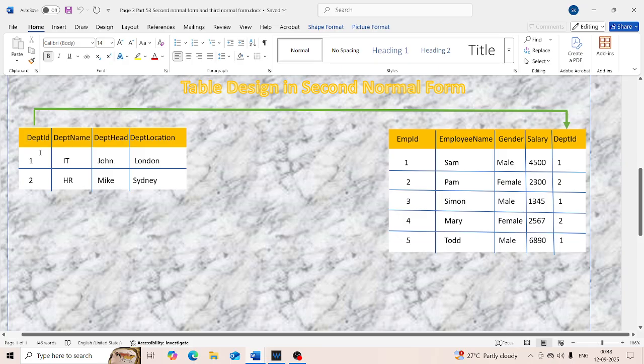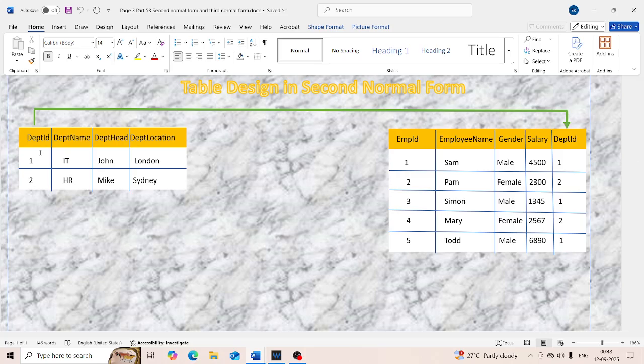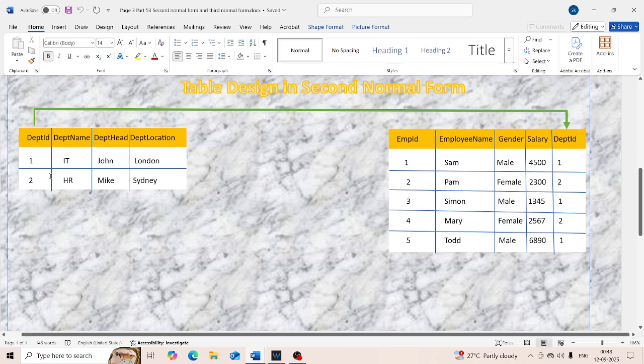Now since I have only two departments within my organization in the TBL department table, it is enough if I store these two rows.